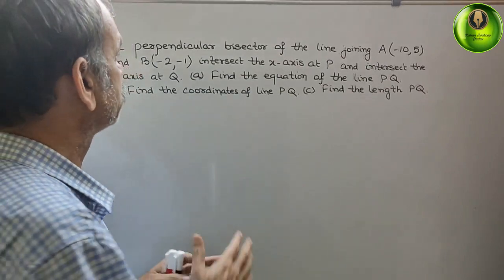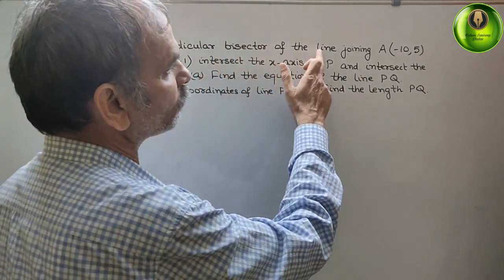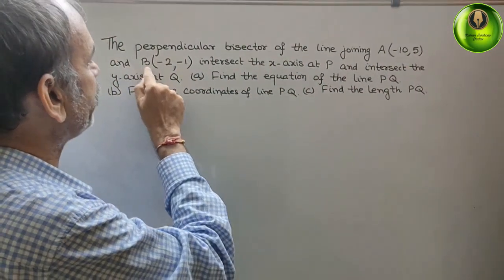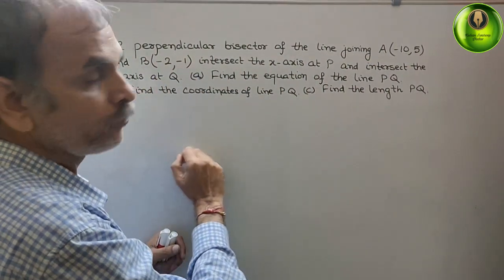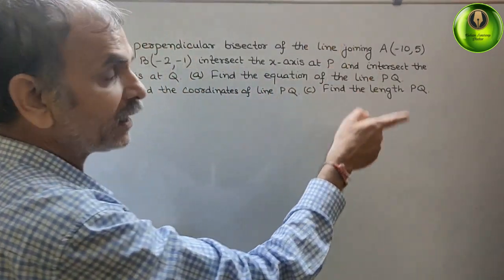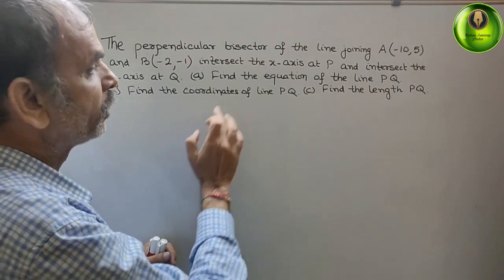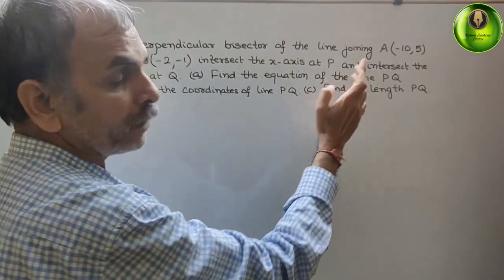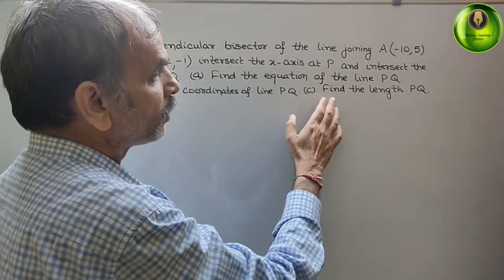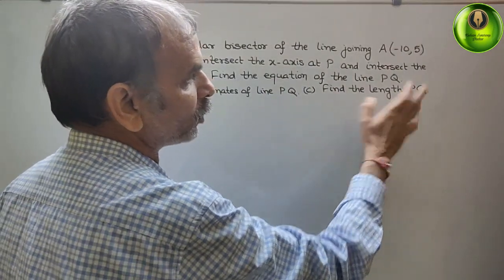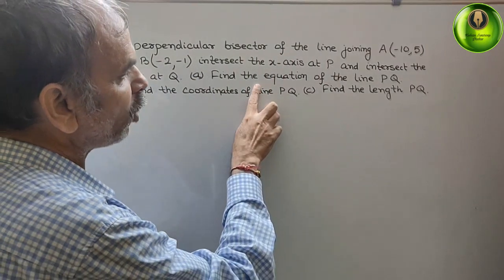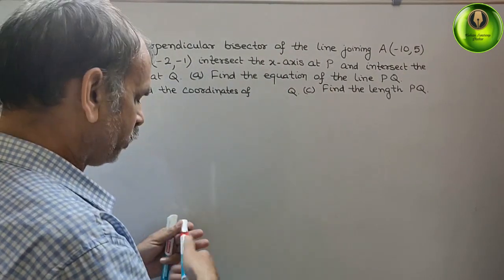The perpendicular bisector of the line joining A(-10, 5) and B(-2, -1) intersects the x-axis at P and the y-axis at Q. Find the equation of the line PQ. Find the coordinates of P and Q. Find the length of PQ. So here we need the coordinates of P and Q.